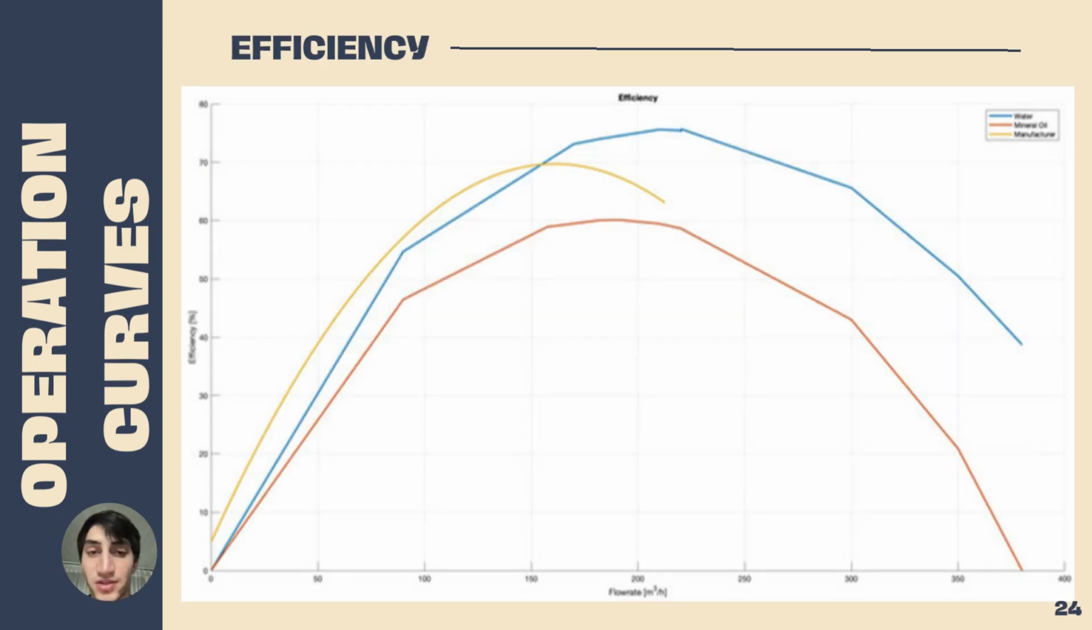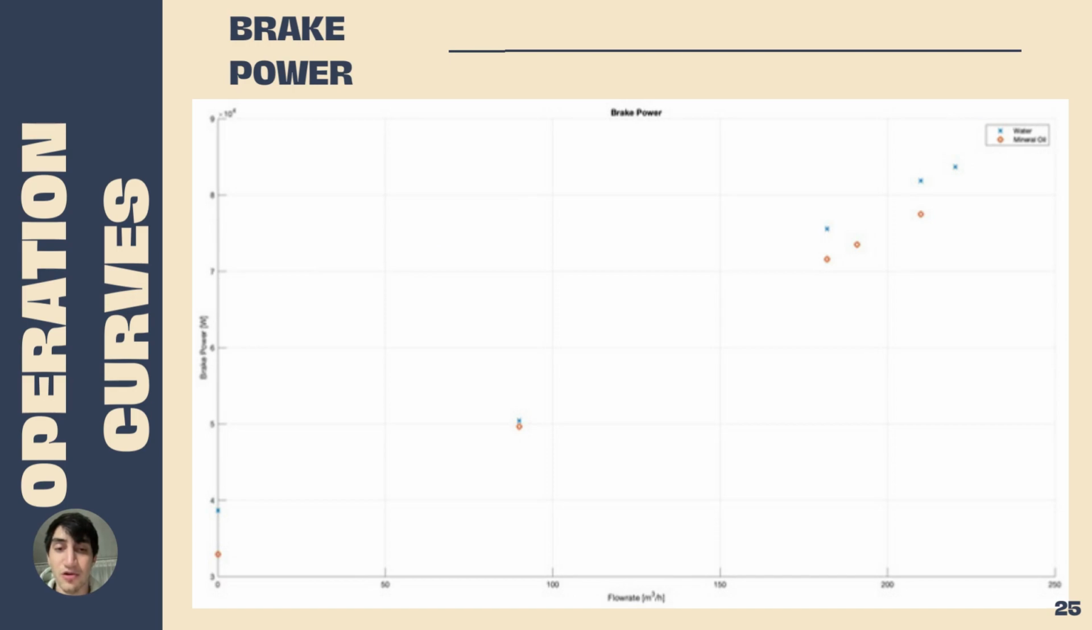Here we have the comparison of the efficiency between our simulations and the manufacturer. We can see that the water simulation has a higher peak of efficiency than the manufacturer. Also, the mineral oil shows the lowest efficiency since it has more viscosity, and this causes greater losses of energy inside the pump. For the brake power of our simulations, as flow rate increases, the brake power also increases.